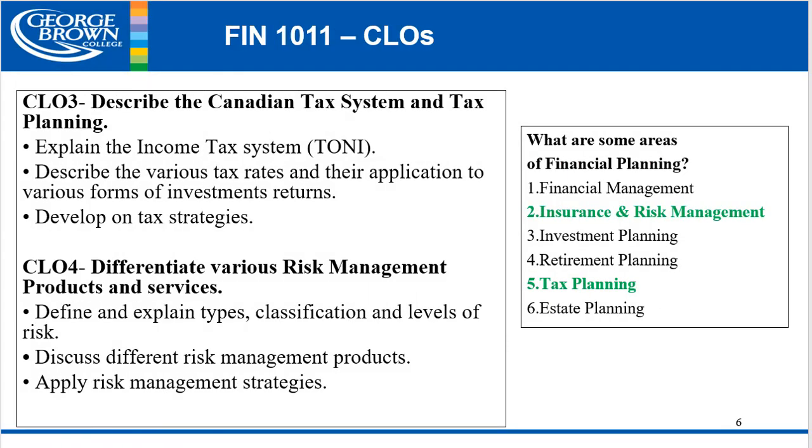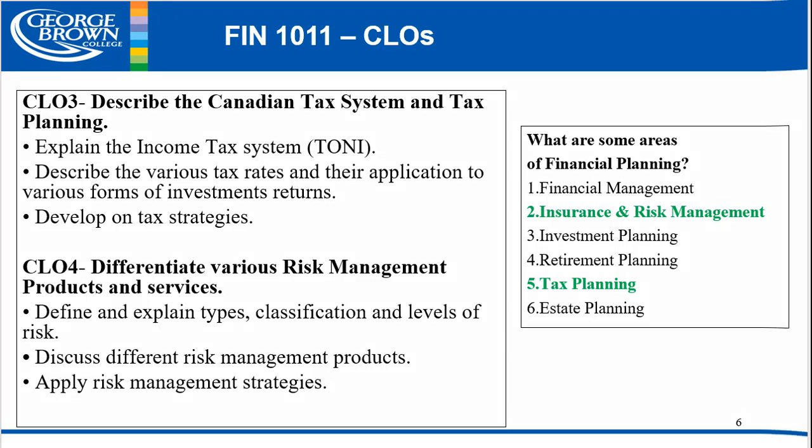Then the next 2 course learning outcomes moved into tax and then risk management products and services. Now it's important to note that tax planning really runs through financial management, insurance and risk management, investment planning, retirement planning, and estate planning. So really tax is a thing that flows all the way through all the different areas of financial planning. And with regards to the risk management products and services, we're really talking about insurance and risk management in that area.